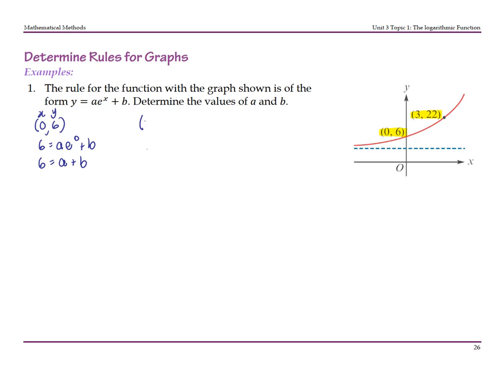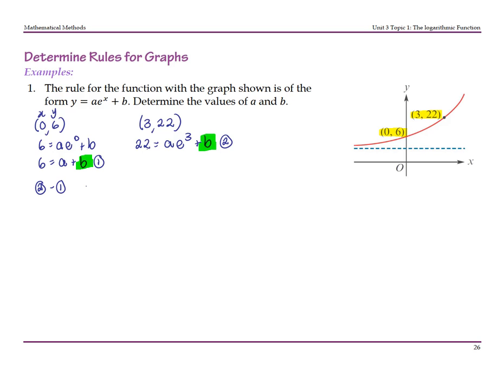Now let's go to the other coordinate, (3, 22), and we have 22 equals a e to the 3 plus b. So we now have two equations and we have two unknowns, so we need to solve them simultaneously. I have b in both equations, so I'm going to subtract. 22 is the bigger number in equation 2, so I'm going to go 2 minus 1.